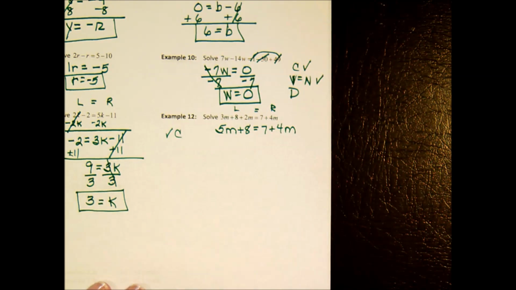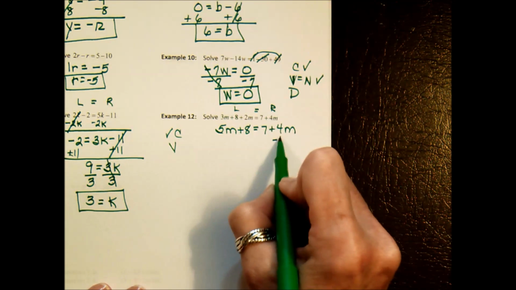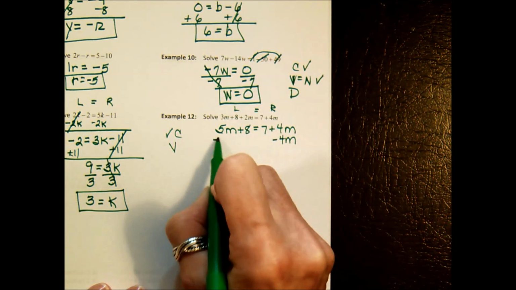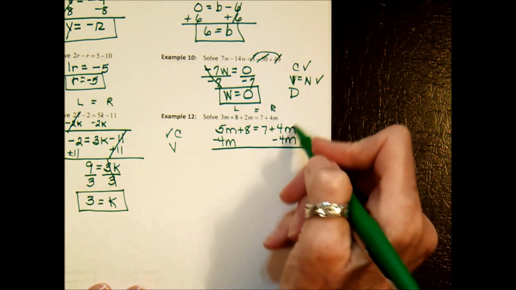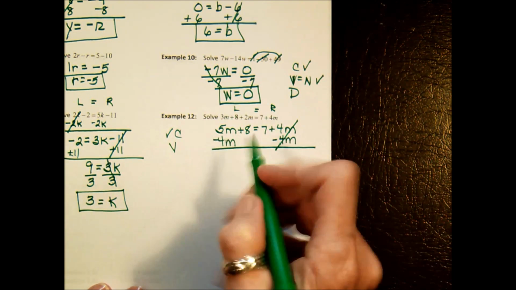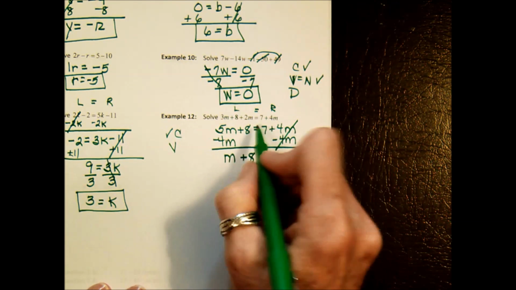Now I need to get the variables together. Well, they're not. They're on both sides. So I am going to choose to subtract a 4m. Again, think about why, because I could have subtracted a 5m. 5m take away 4m is 1m plus 8. I bring my plus 8 down. Bring down your equals 7.